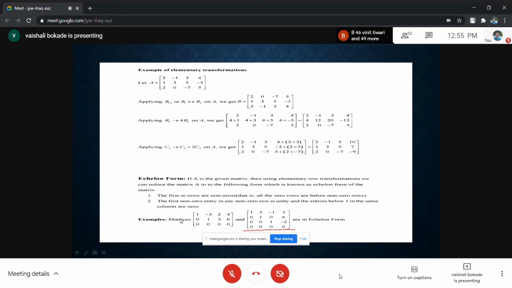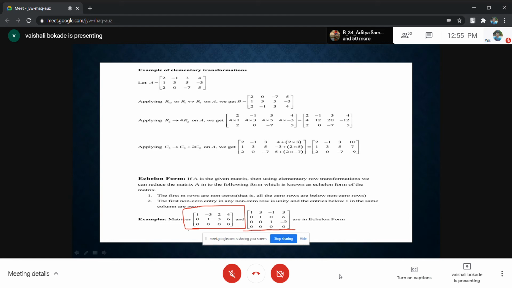So see this first example here. This matrix is actually a 3 by 4 matrix, and it is directly in echelon form. You can observe there are 3 rows here: row 1, row 2 and row 3.